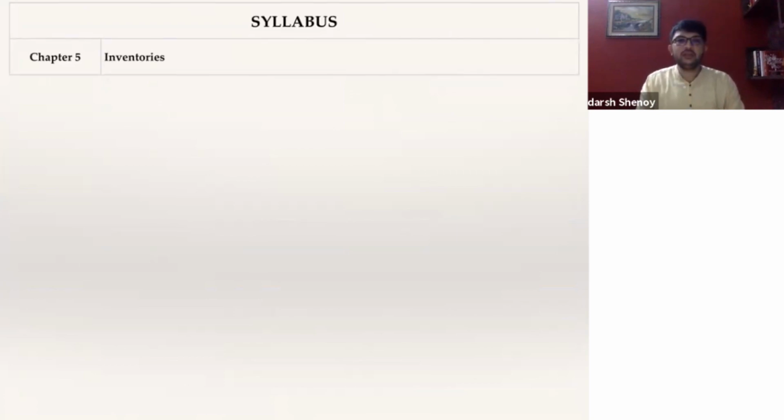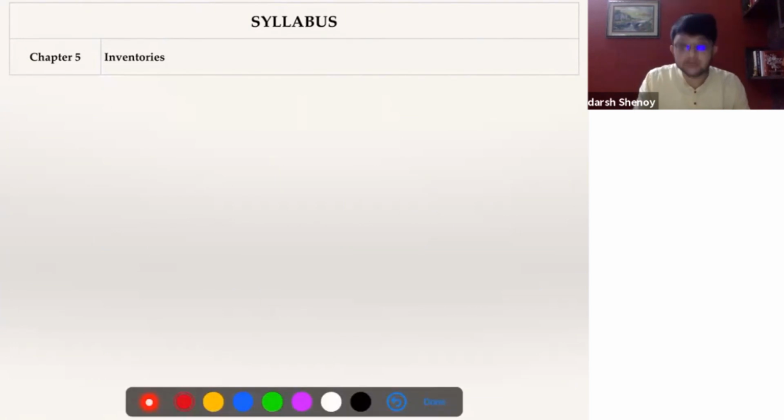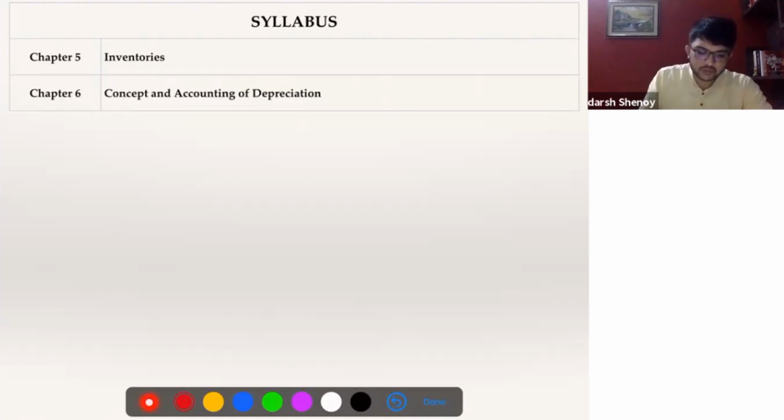Then the next slide, chapter 5 is inventories. So this is again an important chapter. From the exam point of view, it might come for 5 to 10 marks, not so important for exams, but it can come for 10 marks. Again, there's unpredictability over there, but so far they have asked for 5 marks maximum, and that too twice out of the 4 papers.